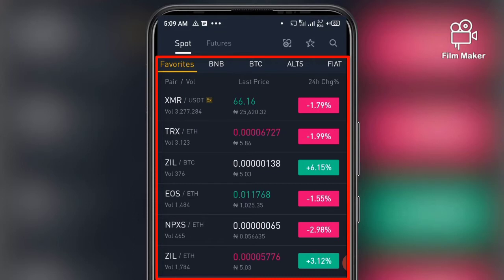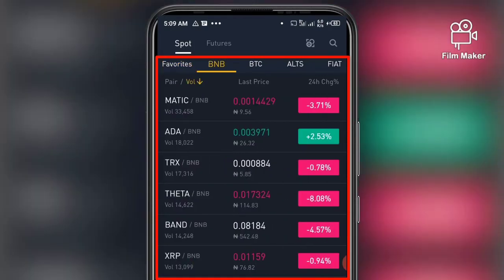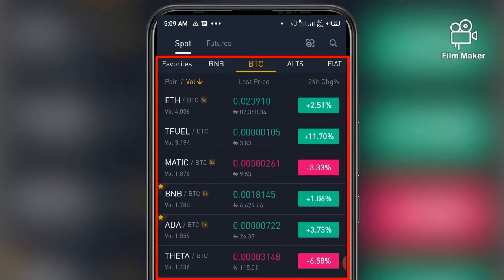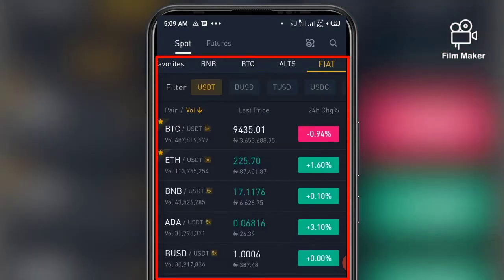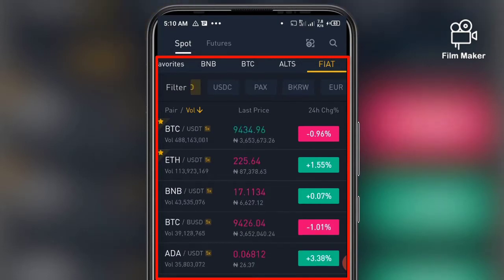Okay, that being said, we also have different pairs. Pairs are like market pairs. So BNB, everything here is paired against BNB. BTC, everything here is paired against Bitcoin. We also have fiat. Under the fiat, they are paired against USDT and BUSD, TUSD. Even local fiat currencies like Naira, NGN. So depending on what you want to trade, you choose it.